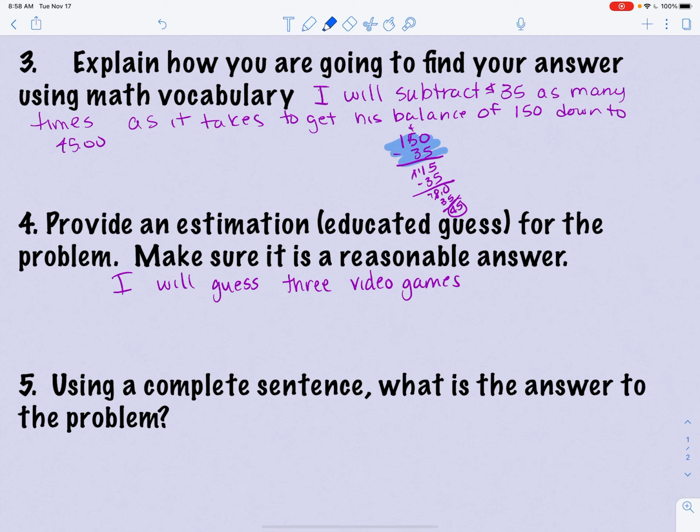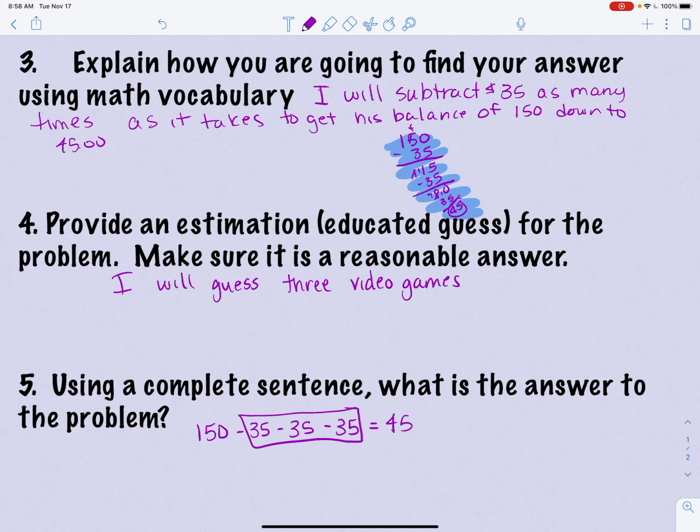But again, it is asking for the equation. So I need to think about what I did up here. And if what you want to do is write it repeating the subtraction, that's fine. But what we did is we took 150 minus 35 minus 35 minus 35 equals 45. But this part should be written, we figured it out by doing 35 times 3. But this 3 was the number of video games he bought.